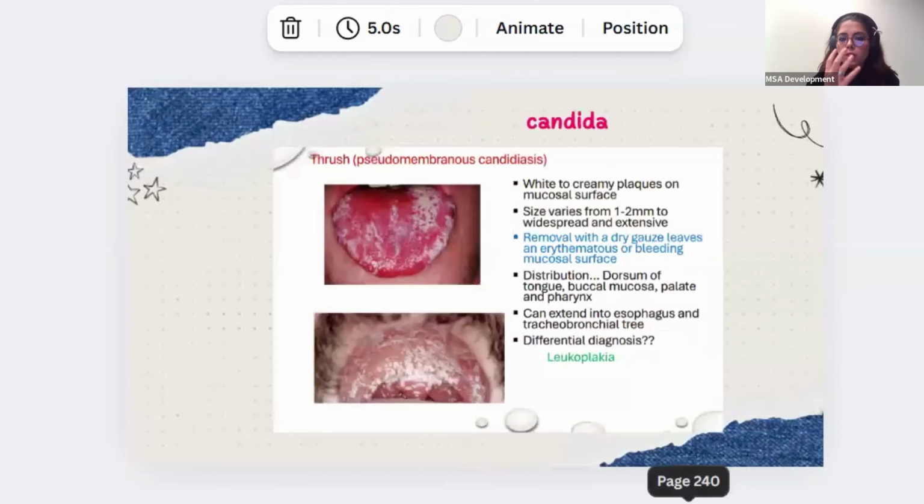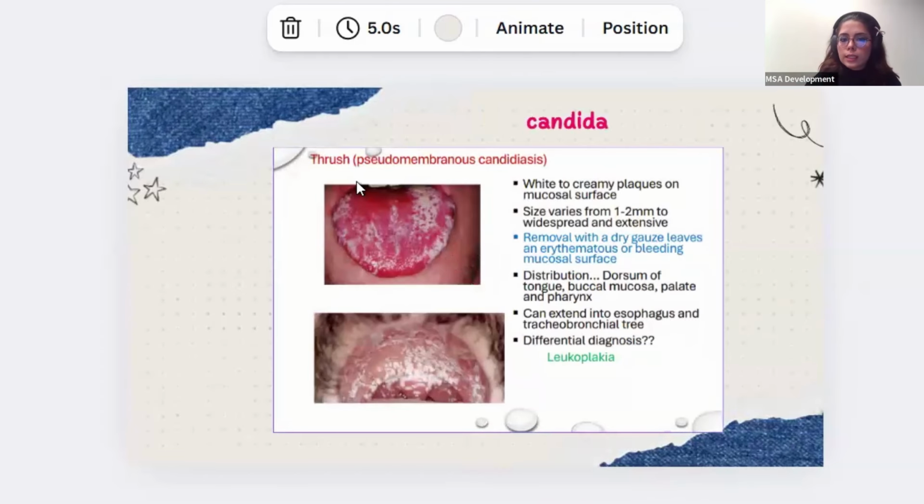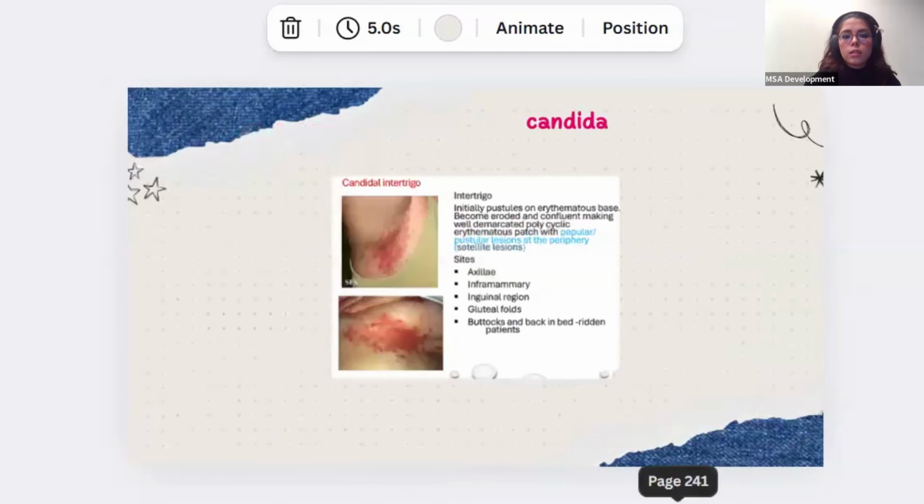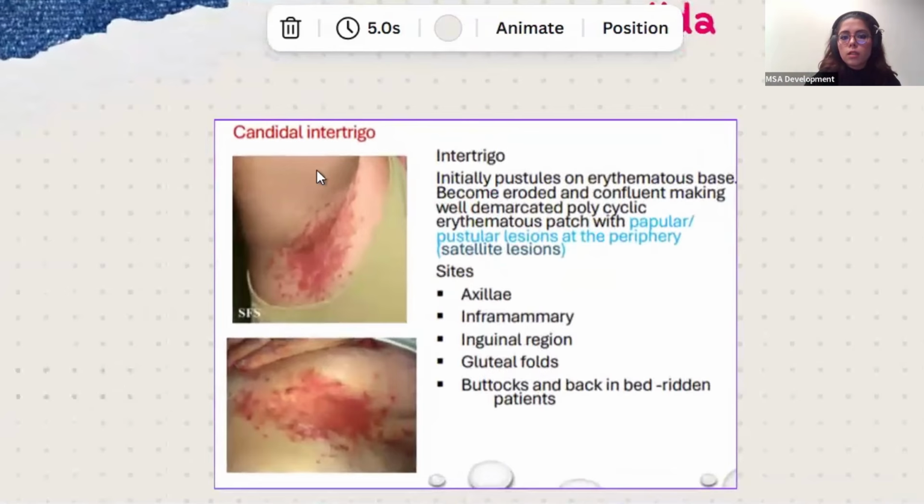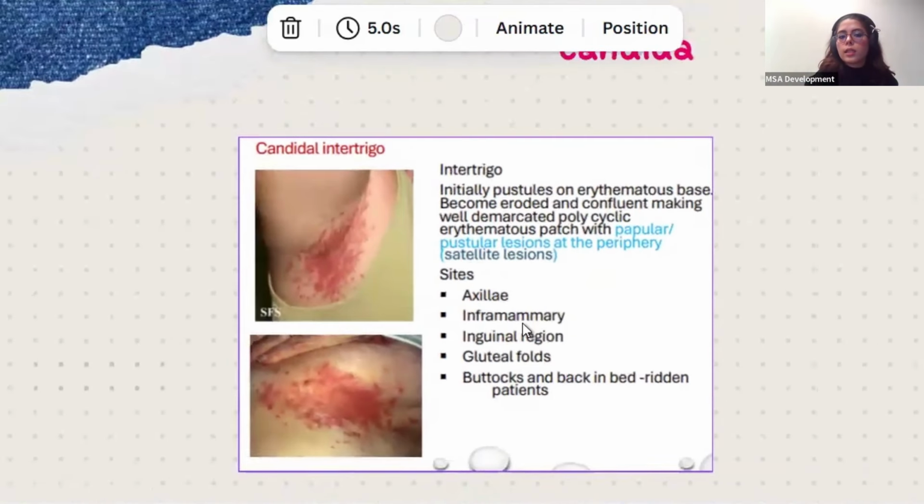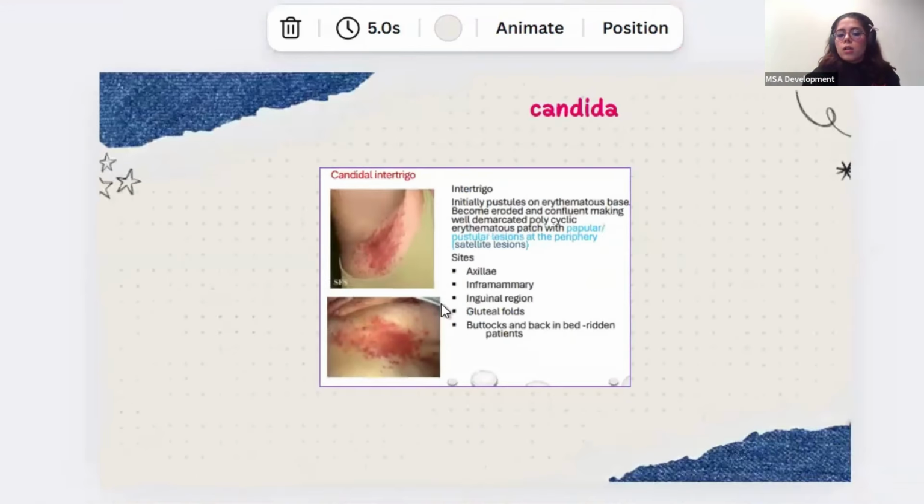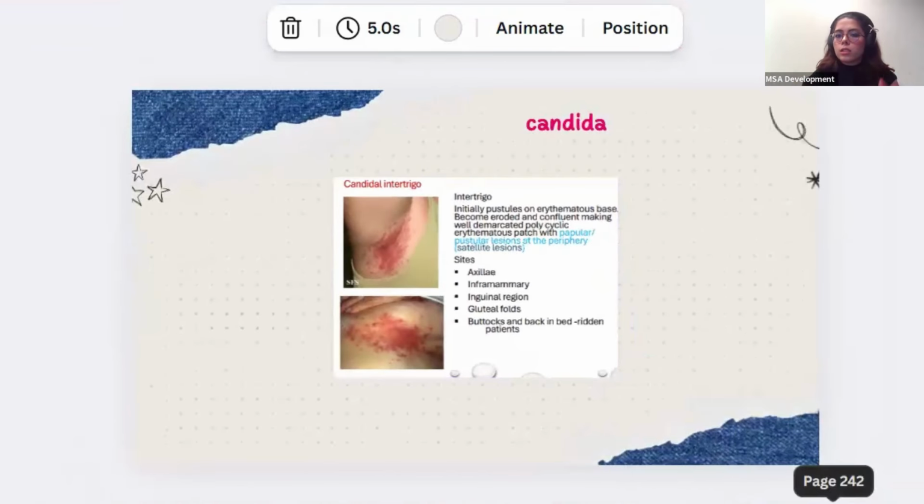Candida, um, thrush, okay, pseudomembranous candidiasis. This is what it looks like. Just need to know it, okay. Leukoplakia was also seen in squamous cell carcinoma. Candida intertrigo, okay. It's usually in the skin folds. Just know it as a concept.